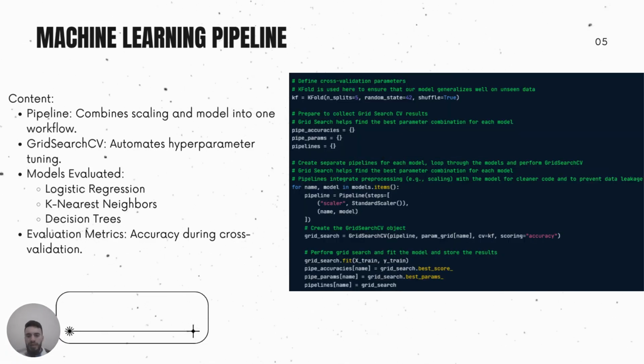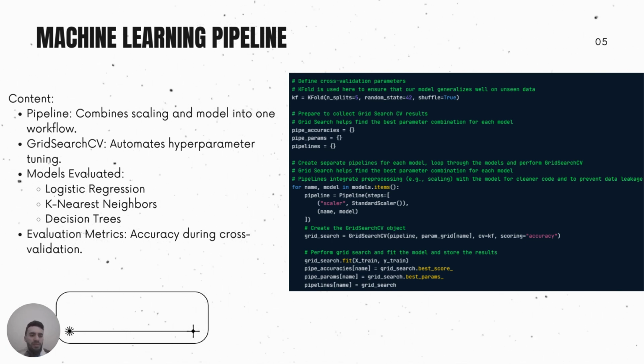What is a pipeline exactly? A pipeline combines scaling and model into one workflow. For example, we bring the scaling methods and the model, and we do it in only one space, one framework, or one environment, to ensure the results we have. We can see the code. This is the code responsible for the pipeline.